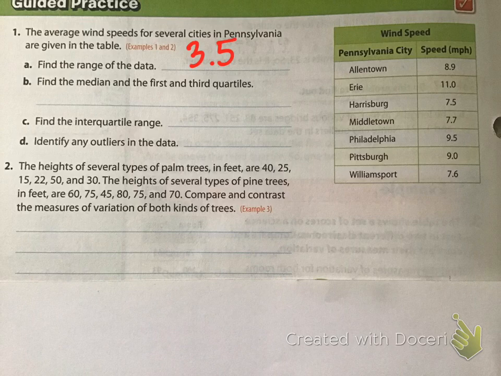So our biggest is 11. Then our smallest is 7.5. Our next biggest is 9 5/10. Our next smallest is going to be 7 6/10. Our next biggest is going to be 9. Our next smallest is going to be 7 7/10. So we find that our median in this case is 8 9/10.